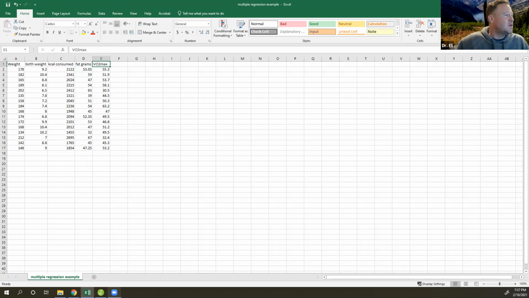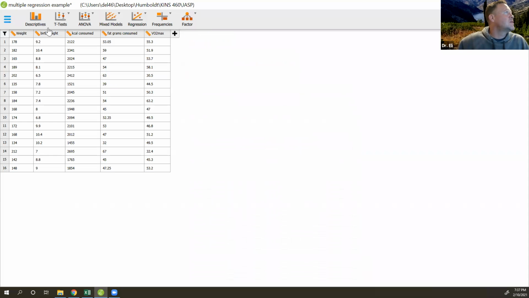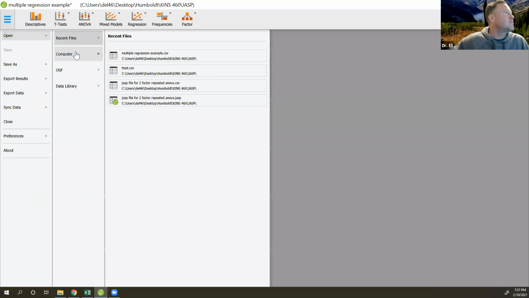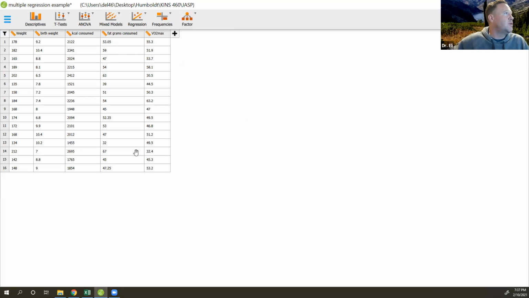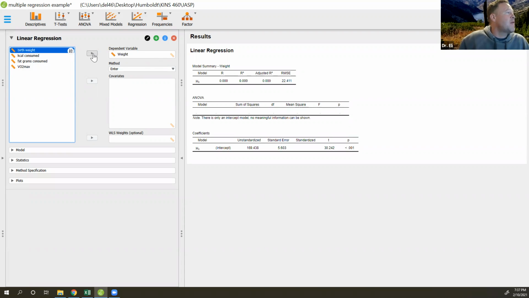So then I would go back to my JASP and I would do file, open, computer. I find the file, and it's going to upload just like this. And I can go back to regression, linear regression. Our dependent variable, in other words what we are measuring, is body weight.